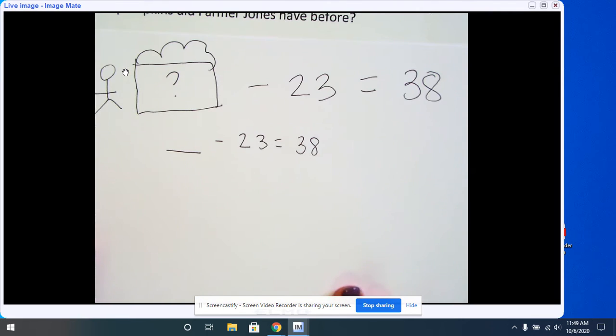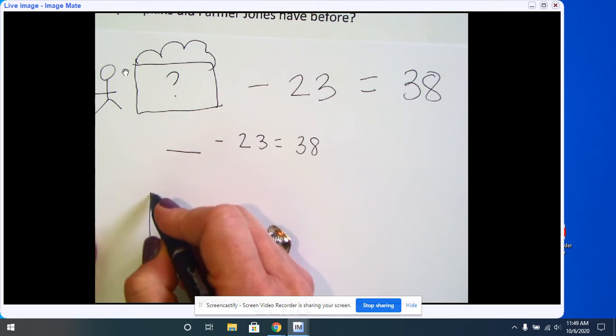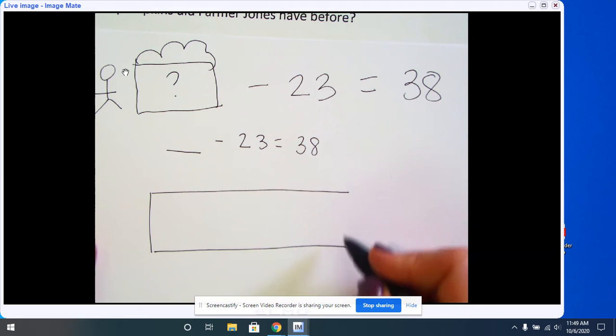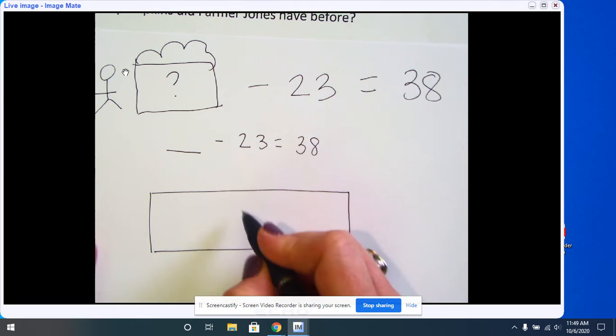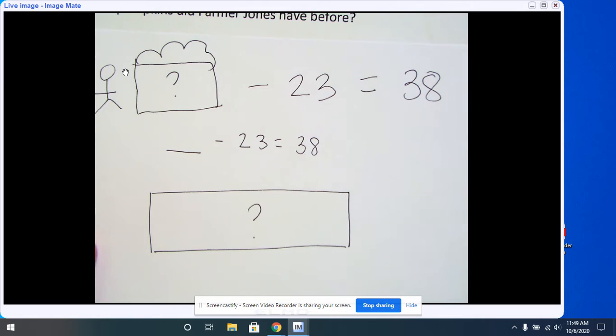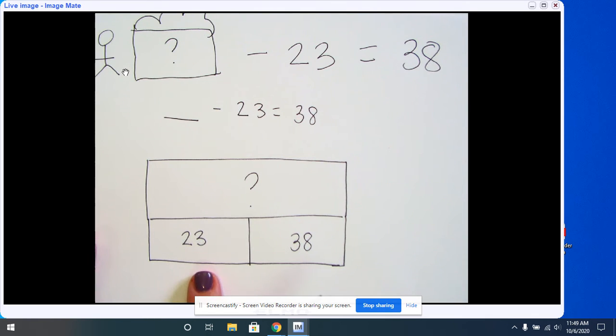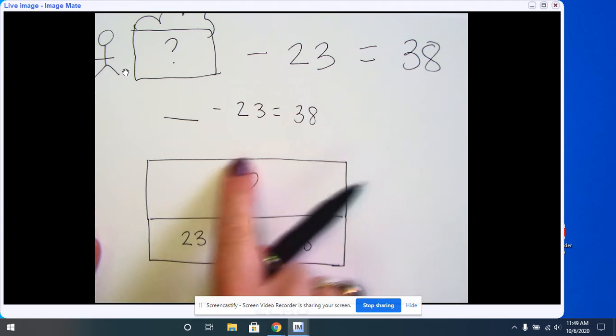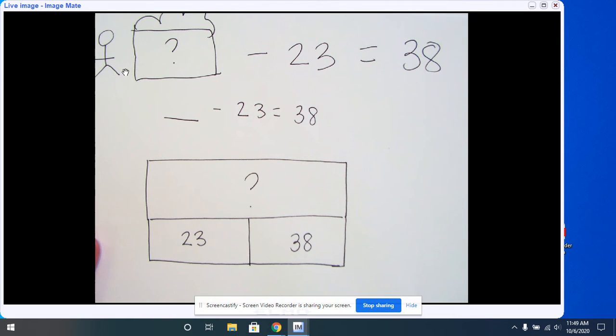All right, here's another way to look at it. Farmer Jones had an amount that we don't know how many that was. Bobby's family bought 23, and there were 38 left. So if you take the 23 that Bobby's family bought and the 38 that are left, it will tell you how many he started with.